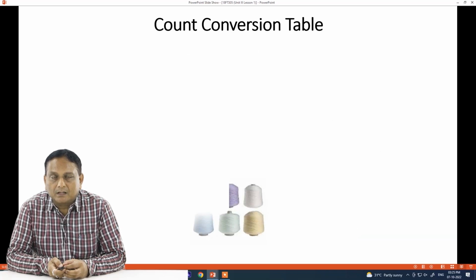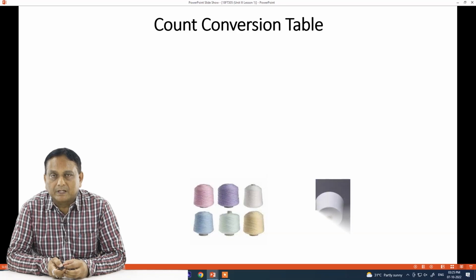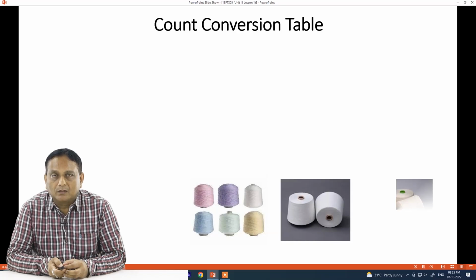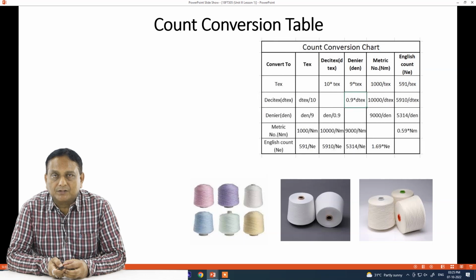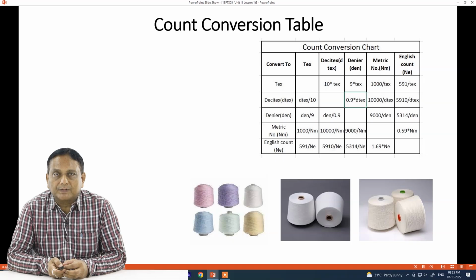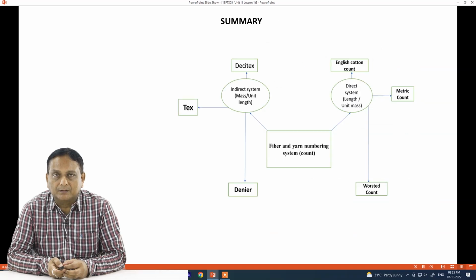There is also a count conversion table available, showing how to convert between different fibers of different natures. With this count conversion table one can convert the different systems very easily. So that count conversion table is used in the industry.